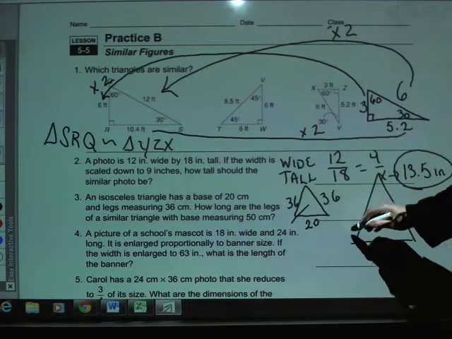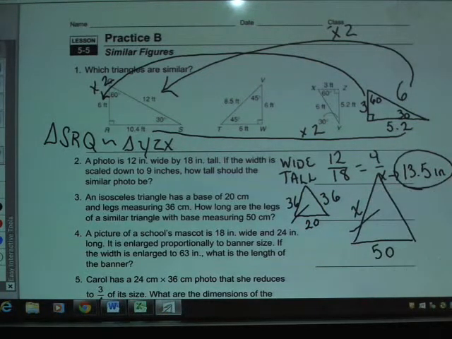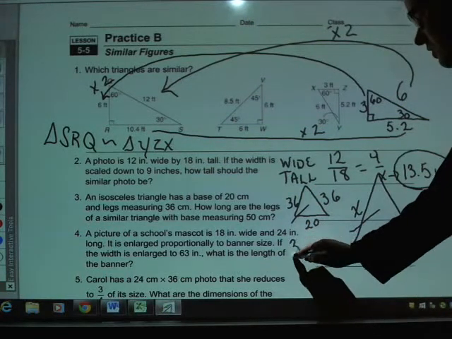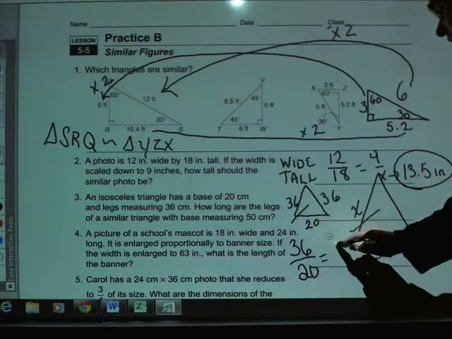Pick one. Based on what I've already drawn, I'm going to compare it to this side here, which I'm going to call x. Realize it doesn't matter really which one you pick because these two sides are going to be the same. So this is the same as this. So 36 over 20 equals x over 50.